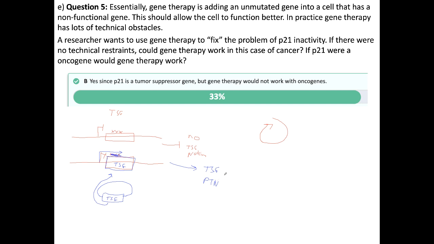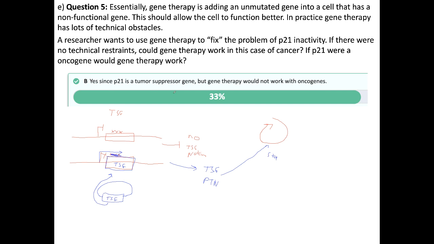As long as this tumor suppressor gene protein is being made, it will be able to stop the cell cycle. This one's still not being made, and we just ignore it. In most cases, as long as you're making this one, you'll be able to stop this cell cycle. So, technically speaking, gene therapy could fix this problem with P21. And that's the answer I was looking for.